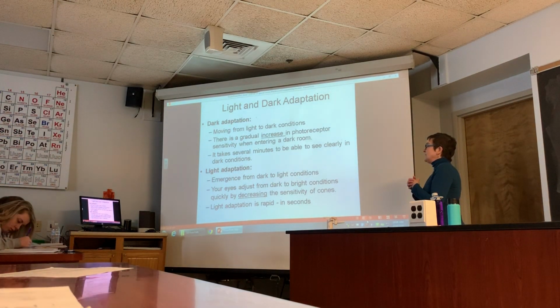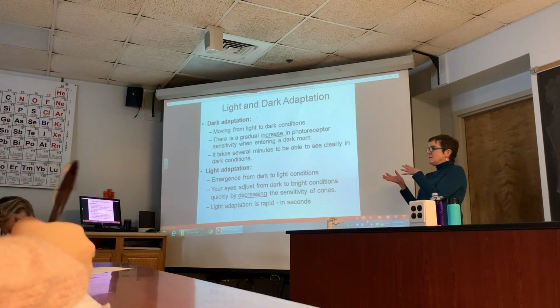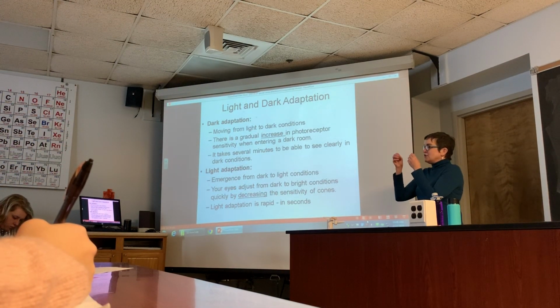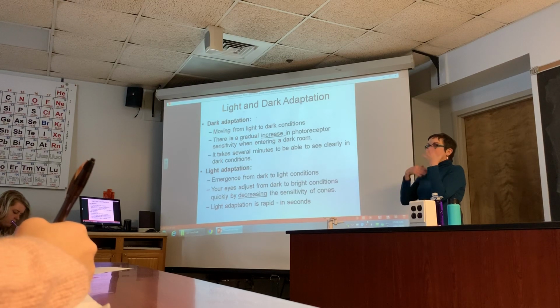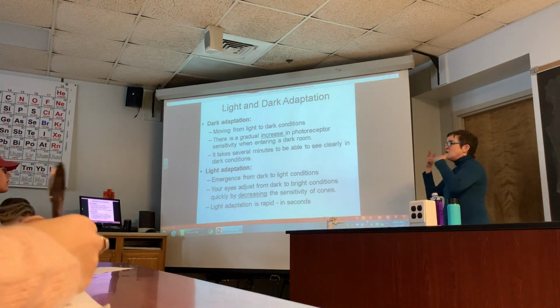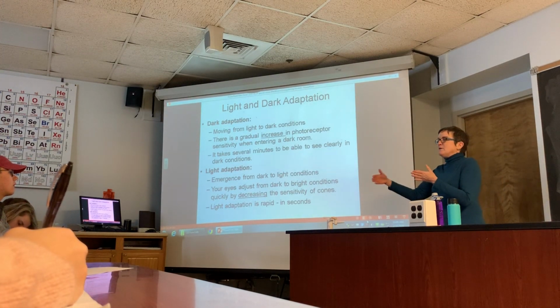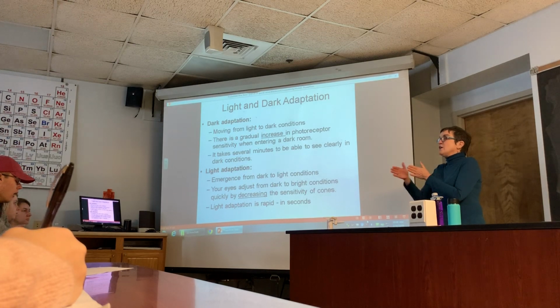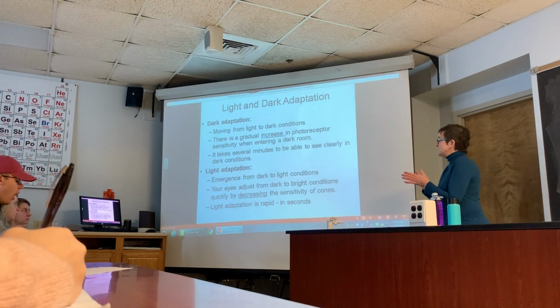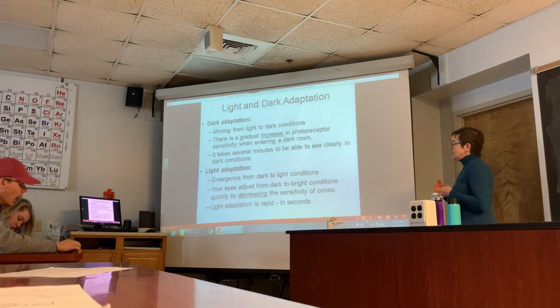So what is happening is, when you go from bright light and all your rhodopsin pigment is bleached and you go into dark light, then your rhodopsin can regenerate and you can start to slowly get your nighttime vision back. But it takes several minutes. Those pigments regenerate slowly. So dark adaptation is very slow compared to light adaptation.